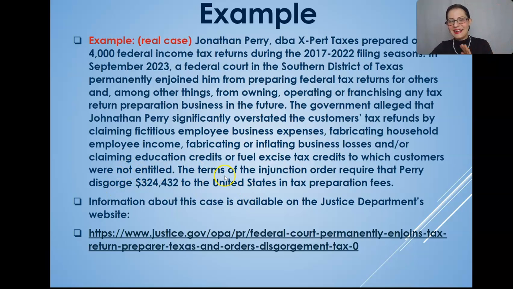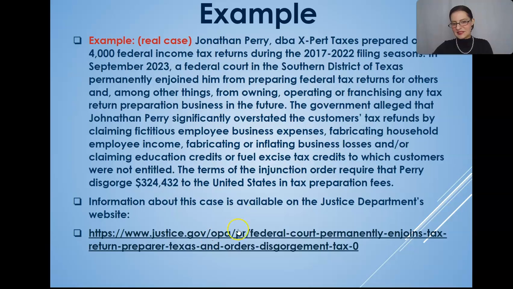But the terms of the injunction actually use this verbiage. Perry has to pay this back. He has to pay back $324,432, right to the dollar amount, to the United States in tax preparation fees. Basically what he made off of these false returns that he was filing for his clients.